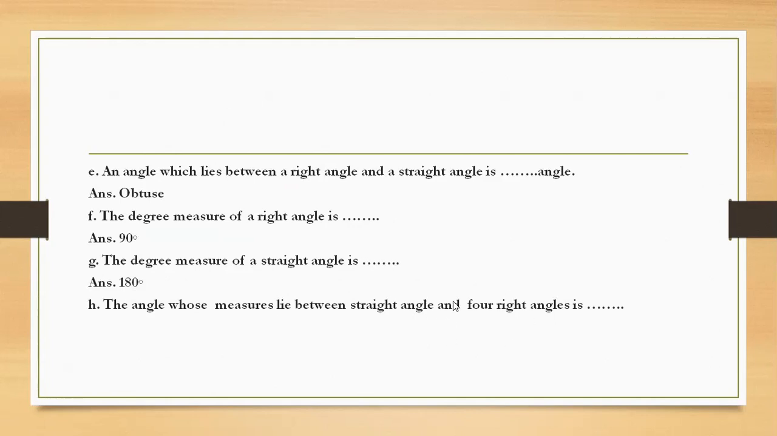The angle whose measure lies between a straight angle, 180 degrees, and a blank is the reflex angle. Four right angles means 360, so it lies between 180 and 360. This is the straight angle, and this is the right angle. Its exact middle one is 270, which is a reflex angle. In this place, we can write a reflex angle. This 270 is the reflex angle.